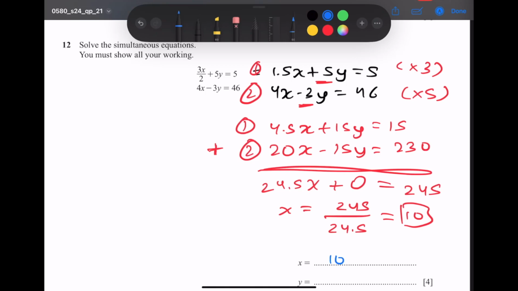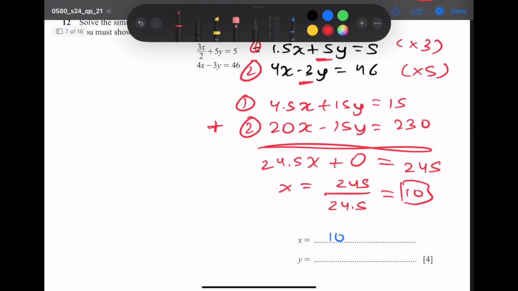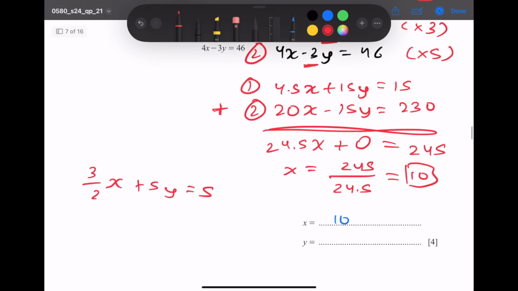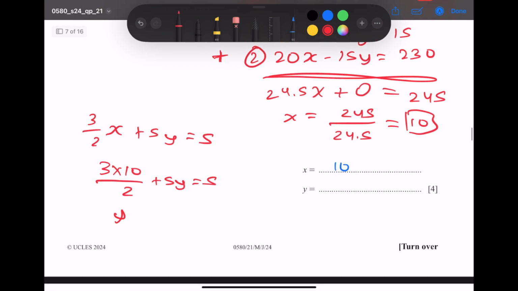Now to get the value of y, we can take either of the two equations. In this case, I'll take the first equation: 3 over 2 x plus 5y is equal to 5. Since x is equal to 10, this means that 3 times 10 divided by 2 plus 5y is equal to 5. So 5y is equal to 5 minus 15, which is equal to minus 10. So y is equal to negative 10 divided by 5, which is equal to negative 2.